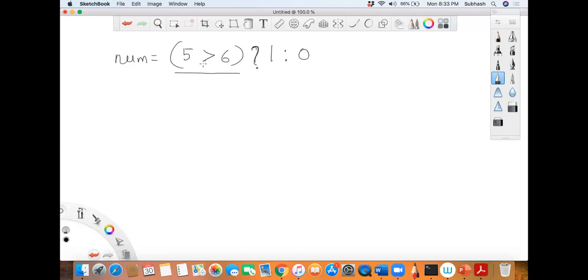If that Boolean expression results in a true value, the value immediately after the question mark will get stored into num. If this expression results in a false value, then the one after the colon will get stored into num. Is that okay?